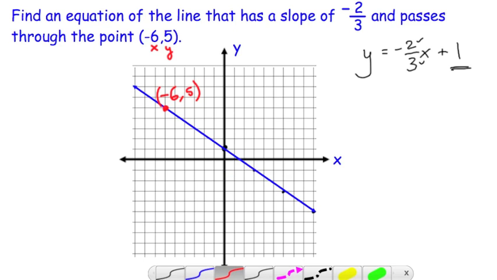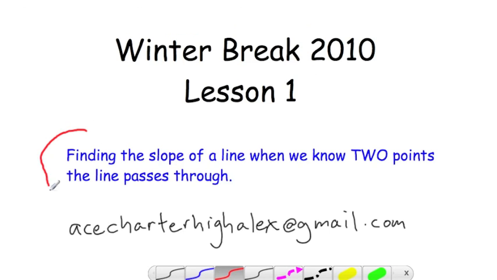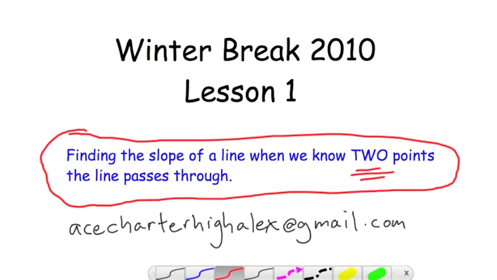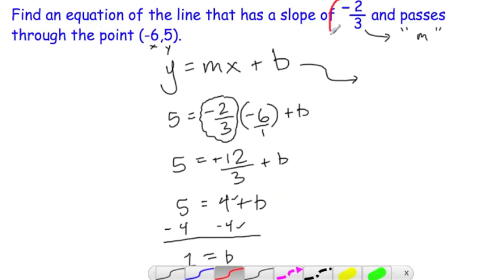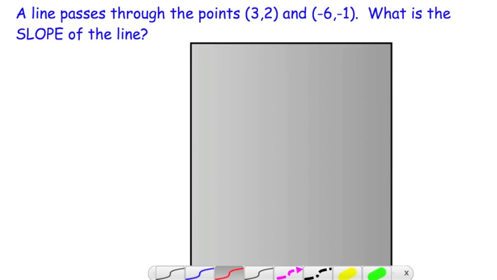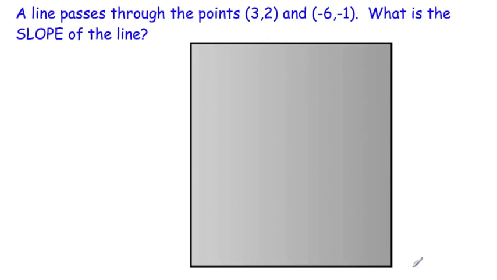I'll go back to this page right here. We are going to learn how to find the slope of a line when we know 2 points the line passes through. In everything that we've been doing so far, I gave you the slope. The slope was already identified. But now, let's read. A line passes through the points 3, 2 and -6, -1. What is the slope of the line?